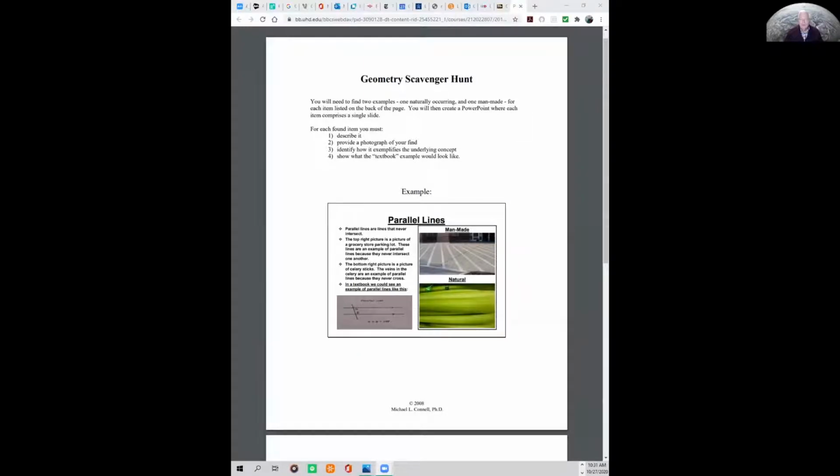As we see over here, what it's asking for us to do is for you to make a PowerPoint that consists of two examples. One is naturally occurring and one is man-made for each of the items listed on this page. And you'll then create a PowerPoint where each item's a single slide.